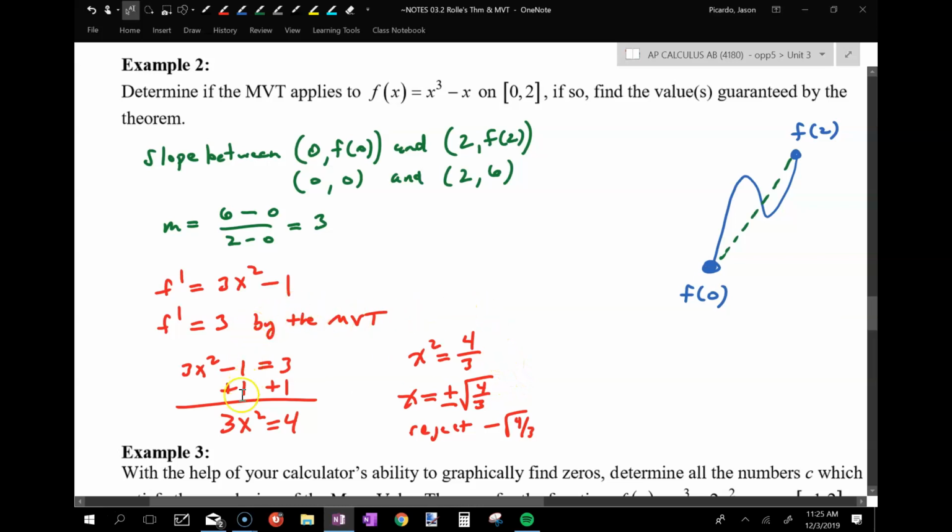The x, this one, I just divided by three. Yeah, this was just continuous. Sorry.